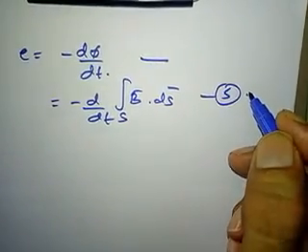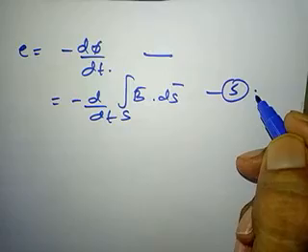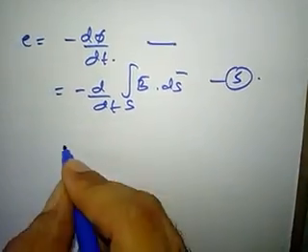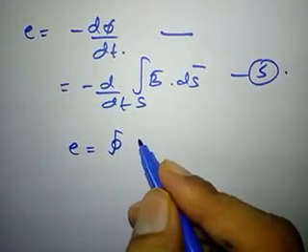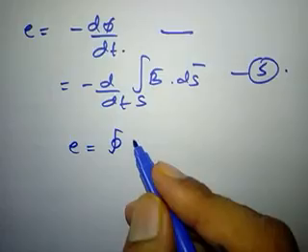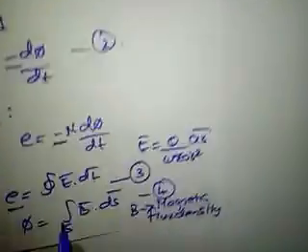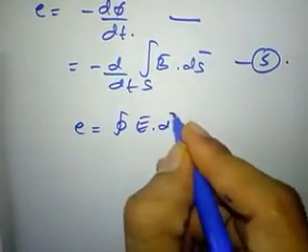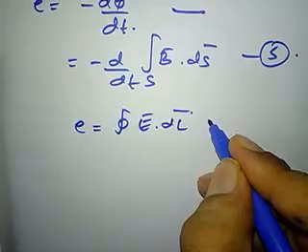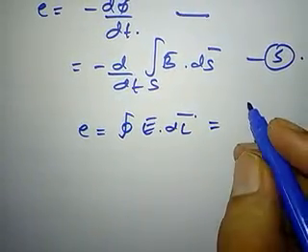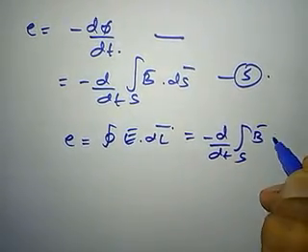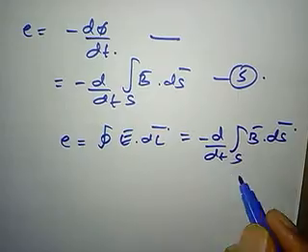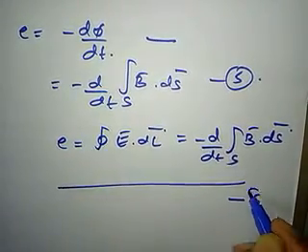From the previous equation and this equation, we can write the EMF equation. E is equal to the closed integral of E bar dot dl bar. What was the previous equation? The third equation, that is E is equal to the integral of E bar dot dl bar. And this E is also given by minus d by dt of the surface integral of B bar dot dS bar. So this is the final equation. Take it as equation number 6.